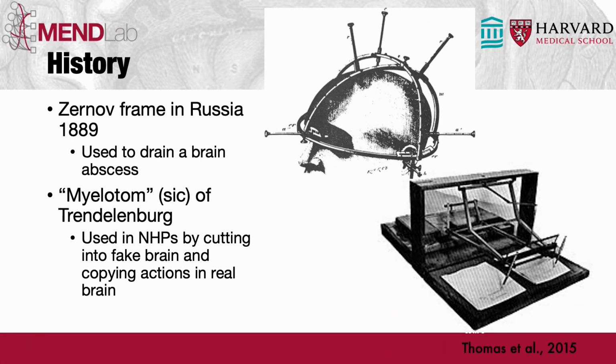All these stereotactic frames we've used in history have relied on this idea of a map and some sort of fiducial. The first frame I could find was made by Zernov in Russia in the 1880s, and this was used to drain a brain abscess using external landmarks. The myelotome of Trendelenburg, the same Trendelenburg who the positions are named after, was actually similar to a copy machine that Thomas Jefferson had come up with in the 1700s. And this used the actions you would perform in a fake brain in non-human primates to mimic into the real brain. So here the atlas was this fake brain, and then the actions were copied into the real world.